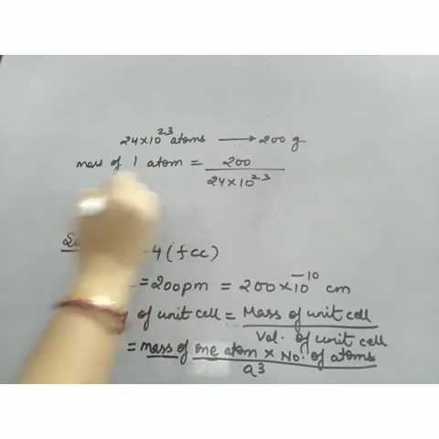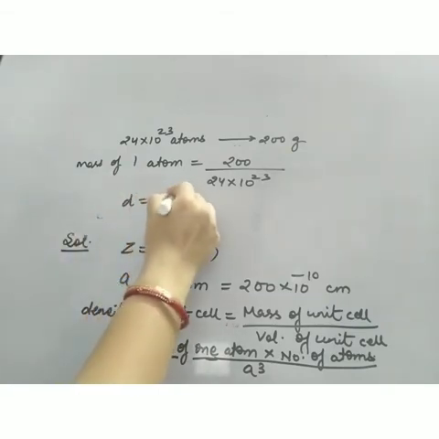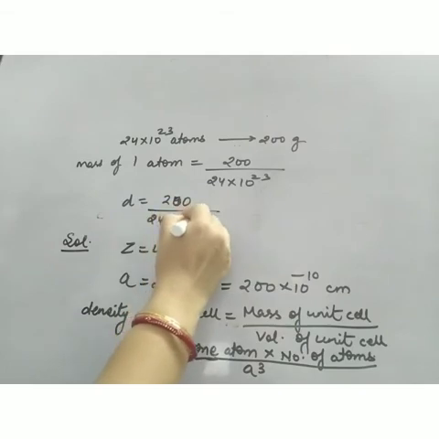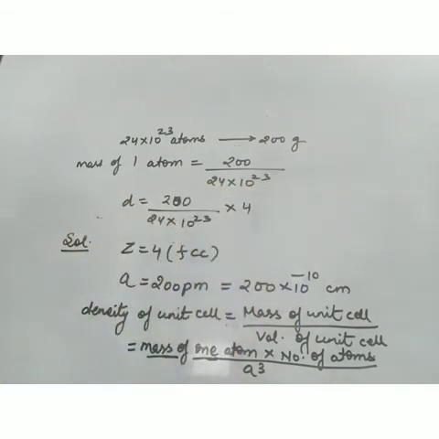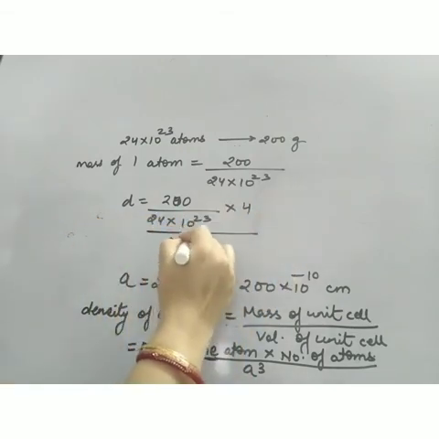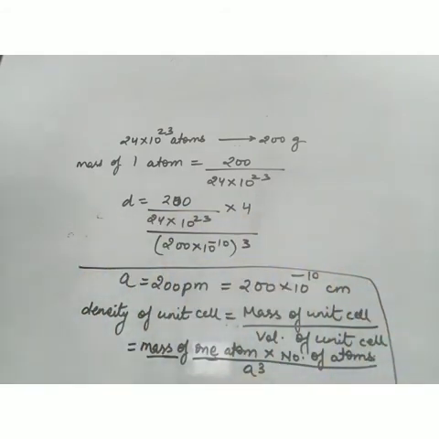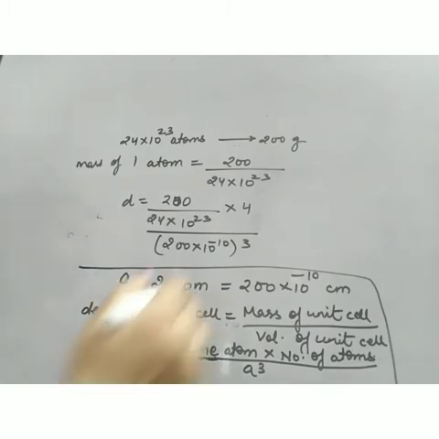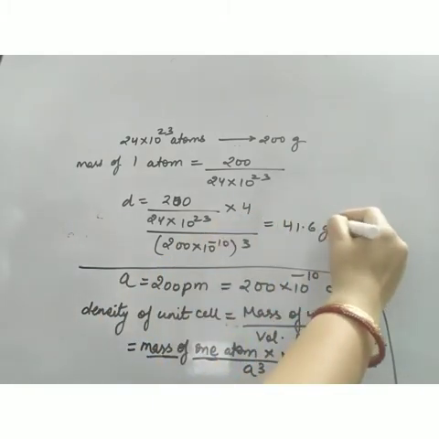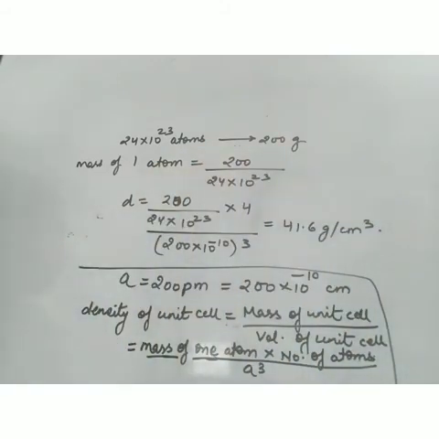So density is equal to, now what is the mass of one atom? 200 upon 24 into 10 to the power 23 multiplied by 4. And what is the volume of unit cell now? It is A cube, that is 200 into 10 to the power minus 10 whole cube. Okay, now solve all the values, you will get your answer, and your answer will be 41.6 gram per centimeter cube. Okay, so here we have not used the formula directly. Instead, we have calculated mass of unit cell separately and volume of unit cell separately, and we divided the two values.